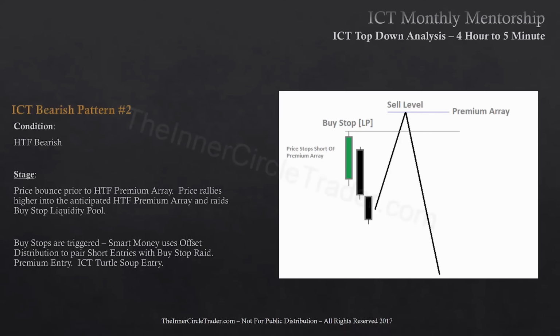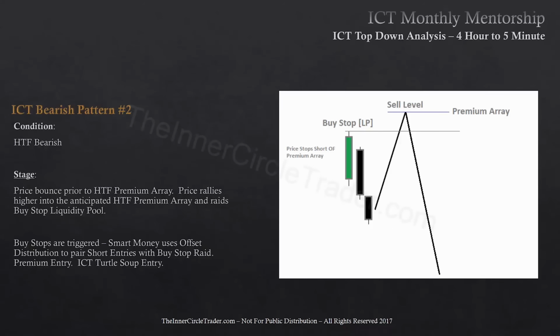In other words, you're expecting the price to come up a little bit higher, but it just falls short of it. Now, everyone else is going to get frustrated and chase price when it starts to drop, not you. We're going to wait for price to rally higher into the anticipated higher time frame premium array and raid the buy stop liquidity pool. Buy stops are going to be triggered. Smart money uses offset distribution to pair short entries with a buy stop raid. It's a premium entry, ICT classic turtle soup entry.